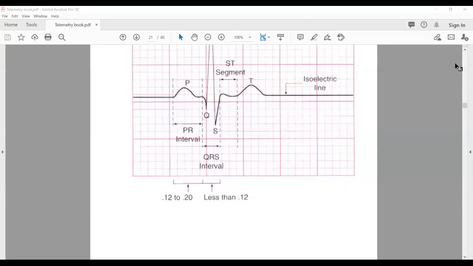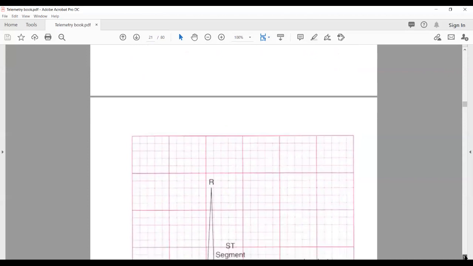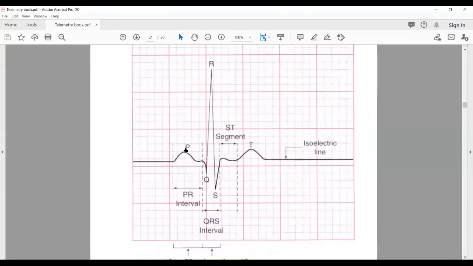I find that a little bit confusing because I like to have things a little bit more logical. So what I do is I'll draw a vertical line through the P and I'll draw a vertical line bisecting the R. And I'll measure the distance between my imaginary vertical line of my P and my R, and that will give me the same PR interval distance as I would here. Because when you look at these strips, sometimes it's really hard to see the beginning of the P and the beginning of the Q, all right? So that's how I do that. I just bisect each of these points.